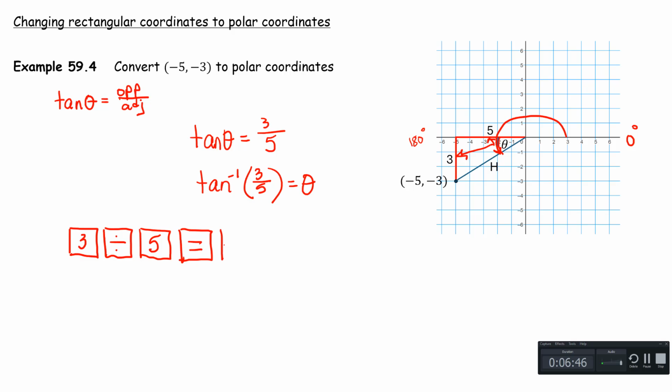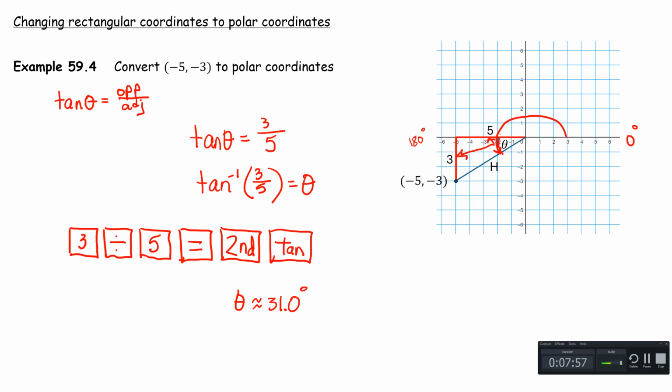So I will put second and then tangent. And then that will give you the answer. You shouldn't have to hit equals. And that will tell you what theta is. And that's going to give me that theta is about 31.0 degrees. And as I said before, we don't want to know that angle.